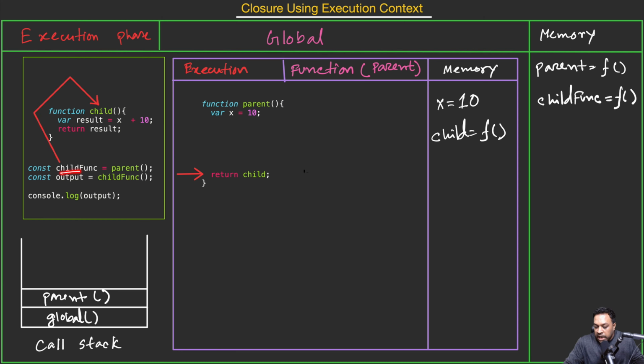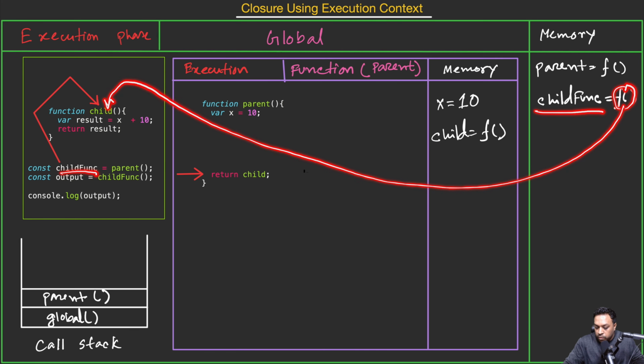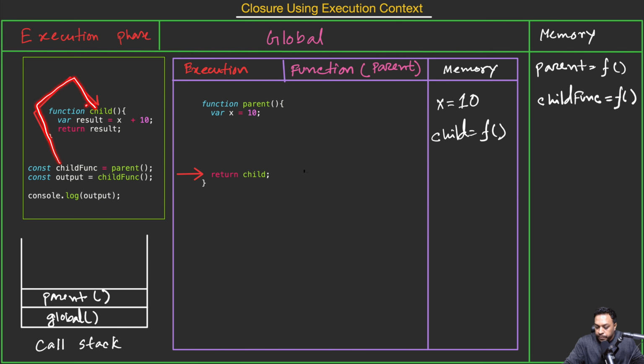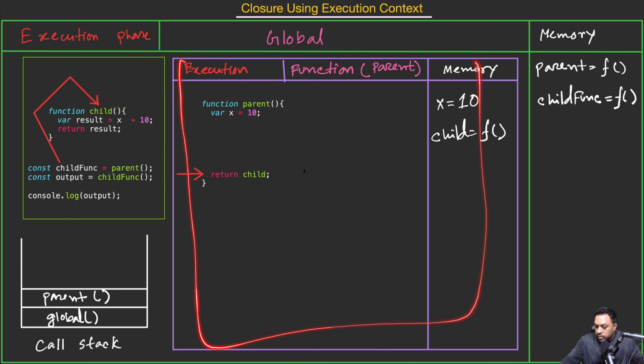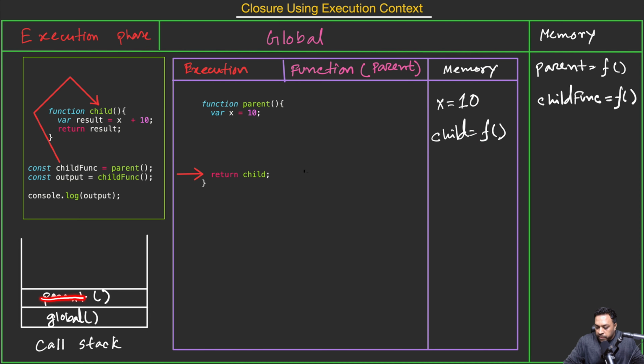So remember this child func variable, it is pointing to this function, which is basically this child function. So I have pointed it out here as well. Now this context will be gone, and it will be removed from the call stack.